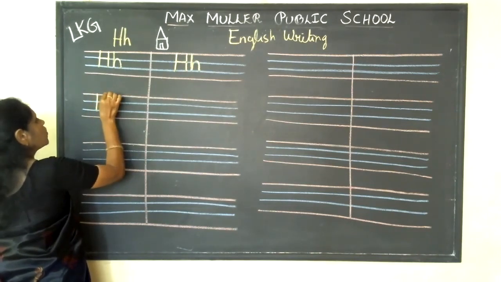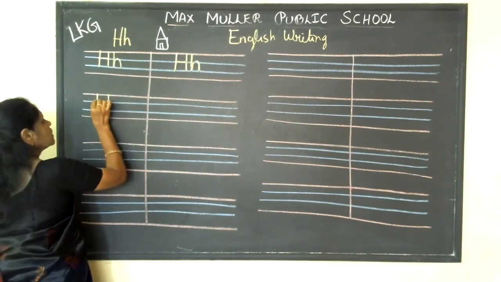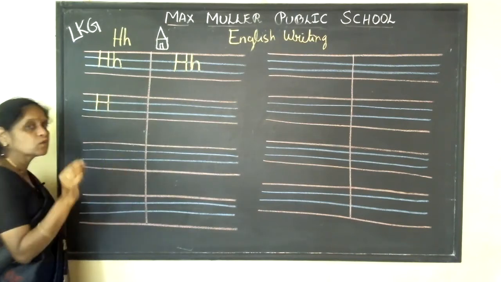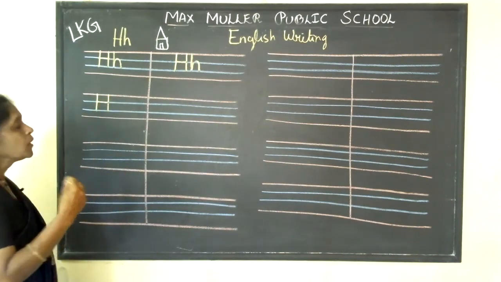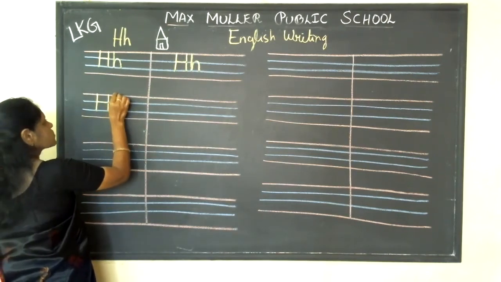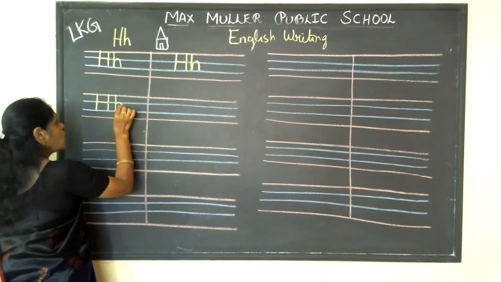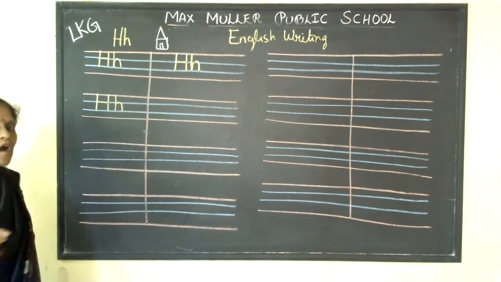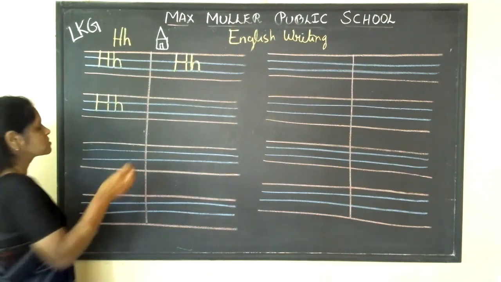Again, open your classwork, children. Write from the red line to the blue line. You should not go below the blue line. Capital H, small h. H for house.